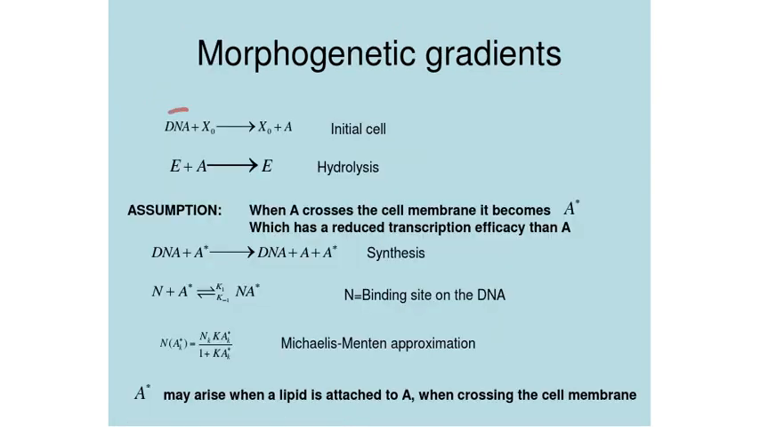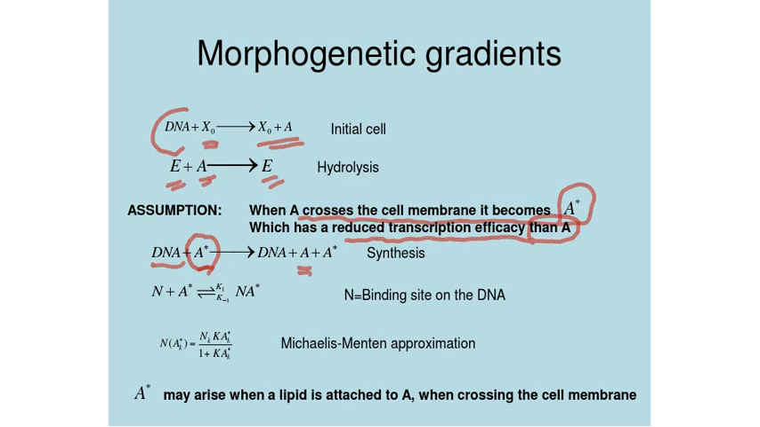So you have a DNA molecule, and it binds to this transcription factor to produce molecules. This molecule can be hydrolyzed by E, but when A crosses the cell membrane, it becomes a little bit modified, which as a consequence reduces the efficiency of the production of A. So this new transcription factor, which could be modified, and this is an assumption, leads to the production of A, and then you have this equation.